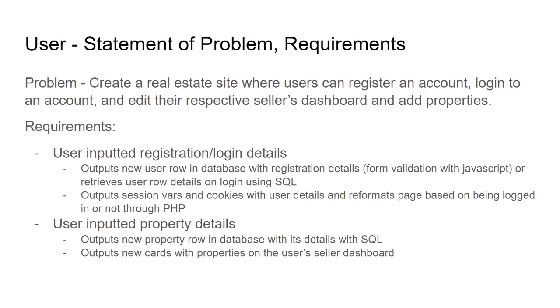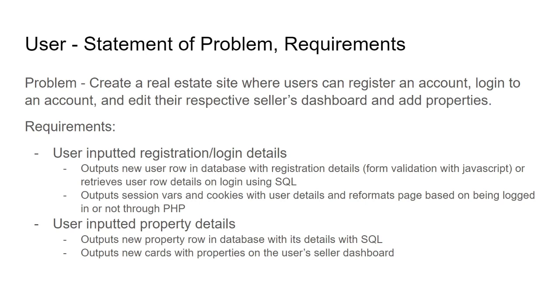To start off with, the problem was to create a real estate site where users can register an account and log into that said account, and also edit their respective dashboards with their properties, adding the property listings and the prices and all that. And the requirements for this were for the user to input their registration or login details. And using SQL, this would output a new row in the database with these registration details, which is validated with JavaScript to be proper. And these user row details would be retrieved for login purposes. It would also output the session variables and cookies for the user details, as well as reformatting pages depending on the status of the user being logged in or not.